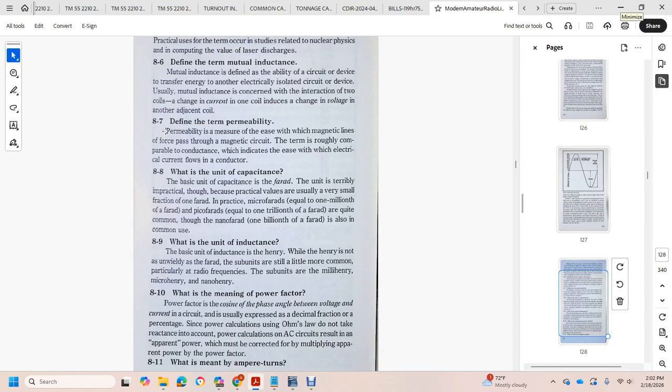What is the unit of inductance? The basic unit of inductance is the henry. The henry is not unwieldy, but the subunits are still more common, particularly in radio frequency work. The subunits are the millihenry, the microhenry, and the nanohenry.